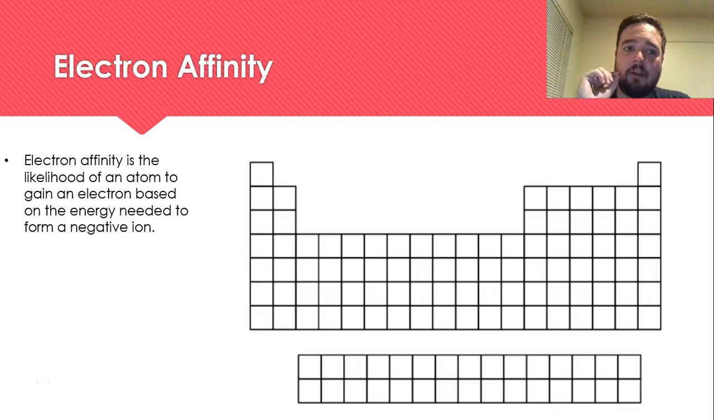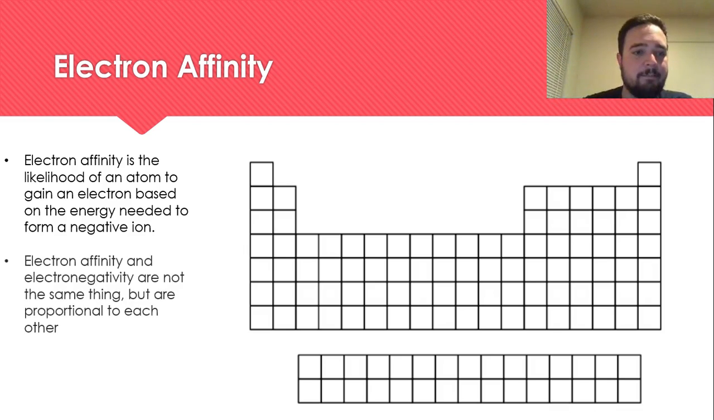Electron affinity is the likelihood of an atom to gain an electron based on the energy needed to form a negative ion. This can get a little confusing because we just talked about electronegativity, and it's like, well, why isn't this electronegativity in regards to wanting to become a negative ion? Why is this electron affinity? I didn't make the term, but apparently that's how it is. So it's based on how easily an atom wants to become an anion instead of a cation.